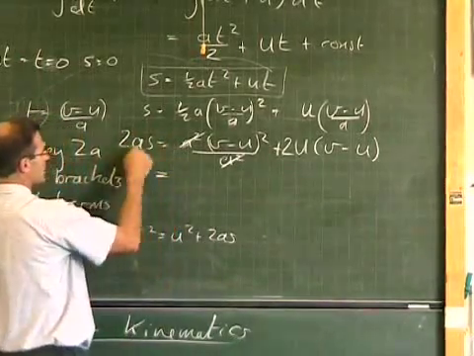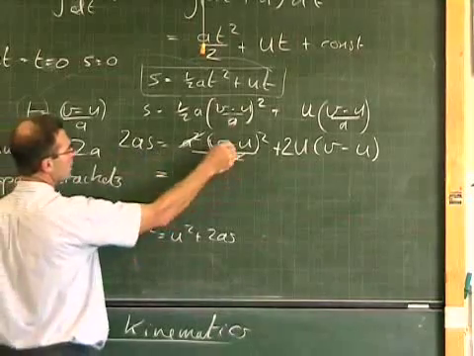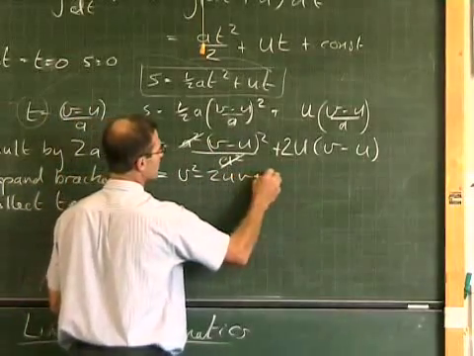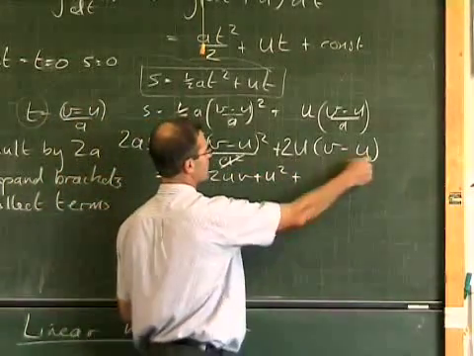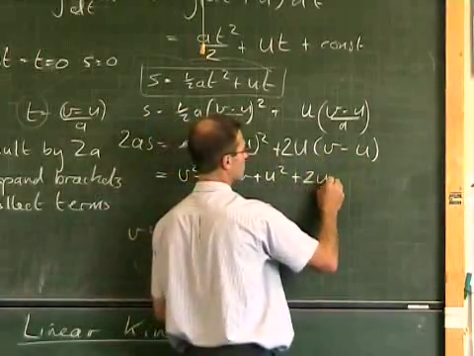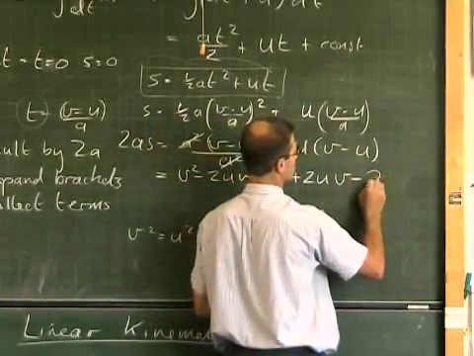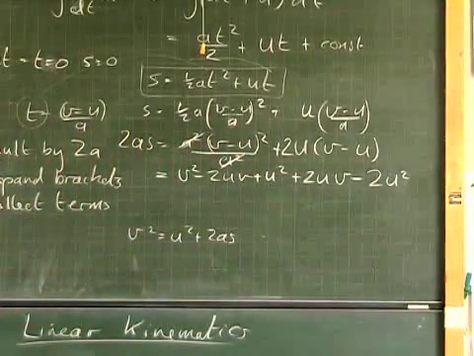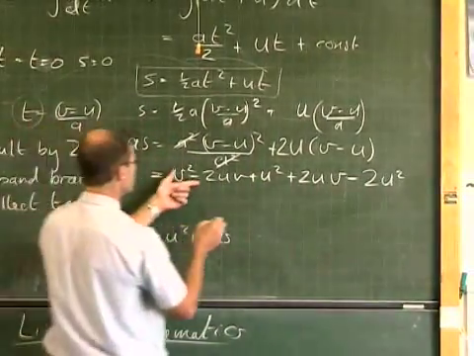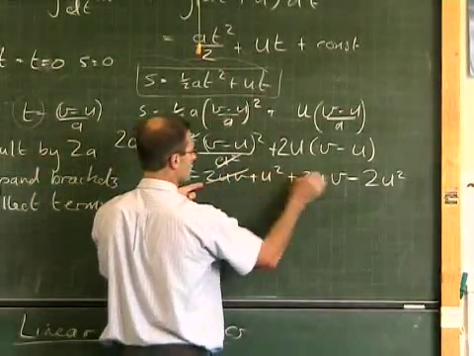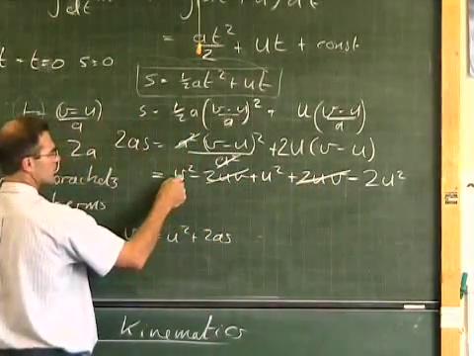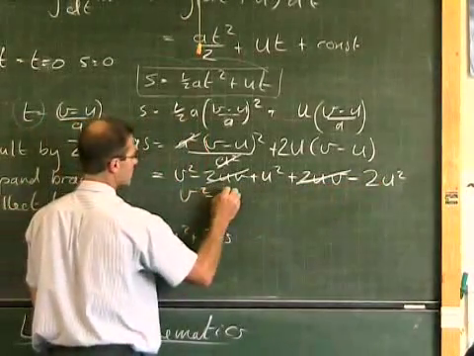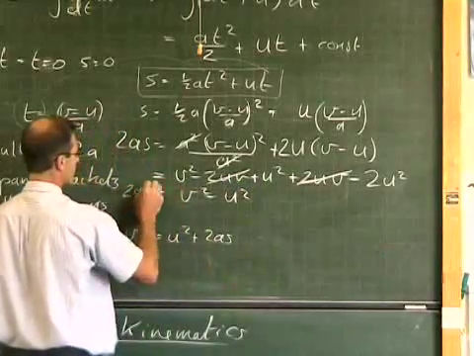So this is looking promising. I've got 2as on that side. Over here, v minus u squared, v squared, minus 2uv, plus u squared, plus, expanding this bracket out, 2uv, minus 2u squared. I've got, the nice bit is that the minus 2uv plus 2uv cancels. I've got v squared there. I've got a plus u squared. I've got a minus 2u squared. So we've got v squared minus u squared equals 2as.